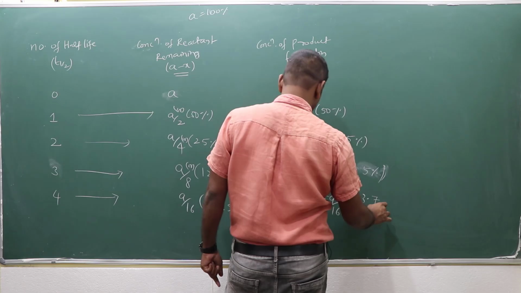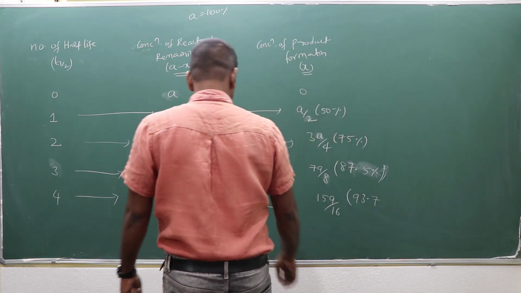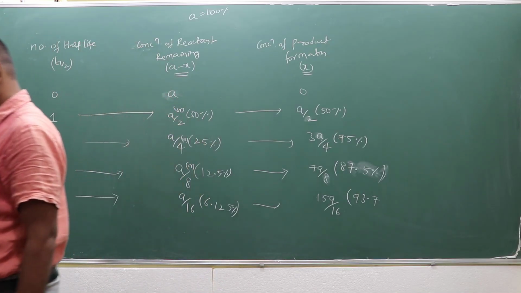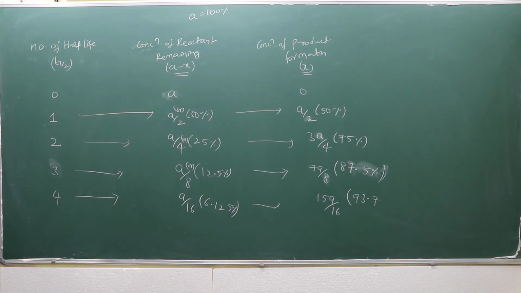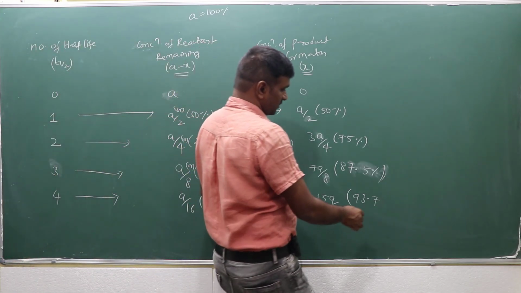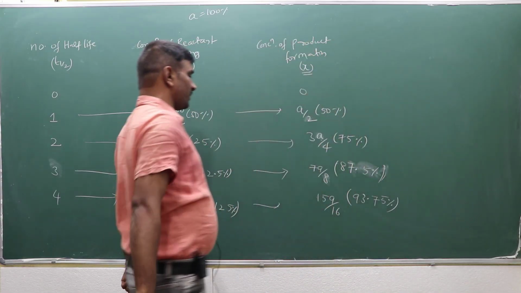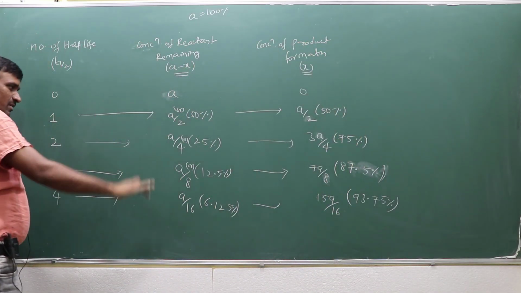93.75, it may be there. 93.75% is product formation. So like this it may be there.